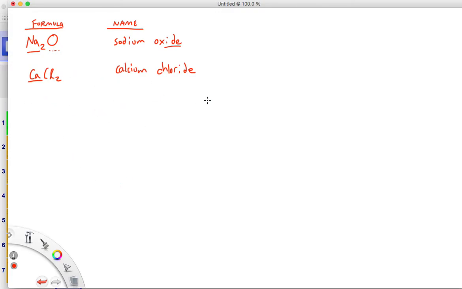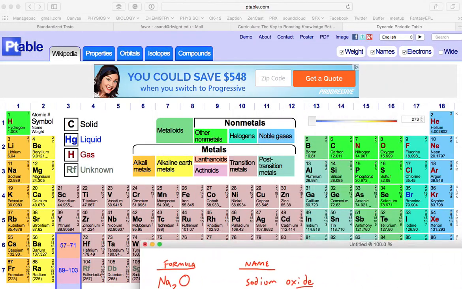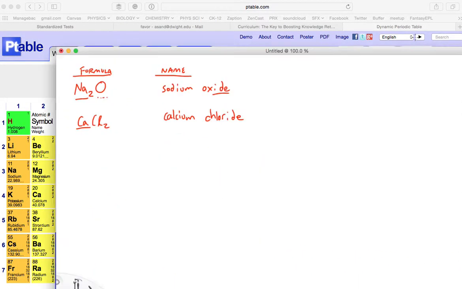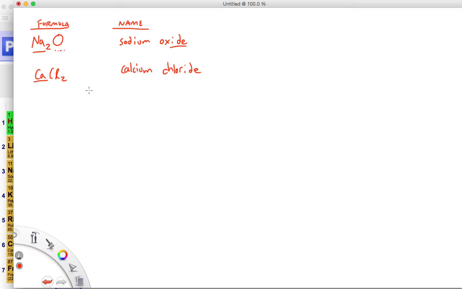Now, if we want to do a name to formula. So if you're given this name, I'll just do a name right here. Let's do magnesium oxide. How do you write the formula? That's the question. How do you write the formula? Well, I'm going to use a space over here to write this out. The symbols are Mg, you look this up in the periodic table, Mg and O.